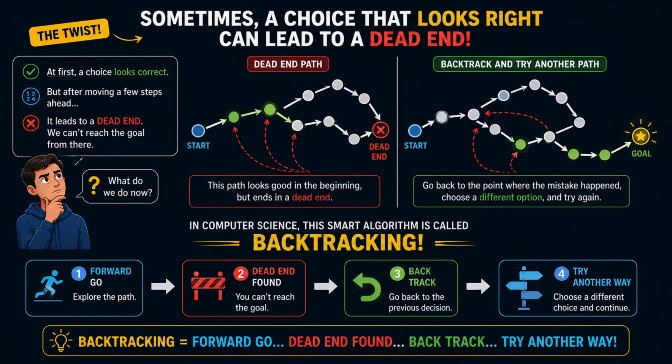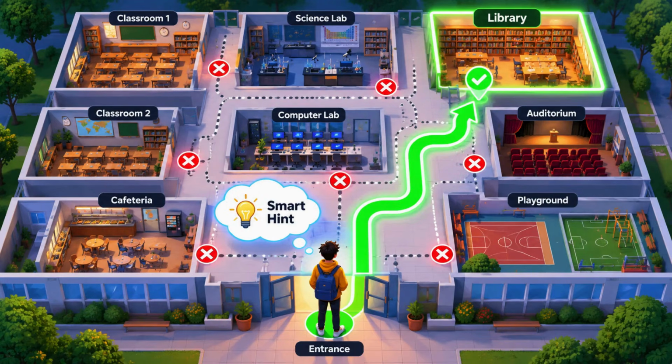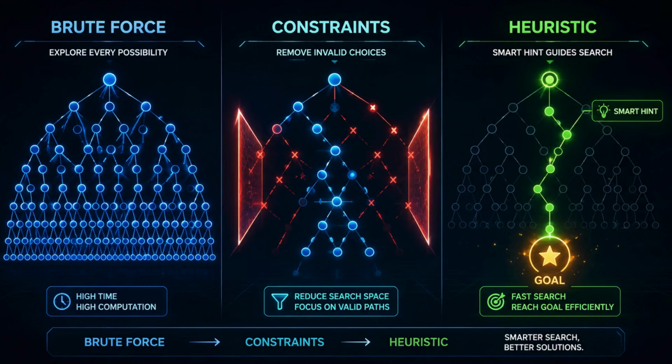Think of it like exploring a maze. Move forward, hit a dead end, go back, try another route. Simple. Let's say you are looking for your friend in a new school. The moment you enter, you ask, "Where is he?" Someone replies, "Try the library." Now, would you still waste time checking every classroom? No. You would head straight to the library because that one clue eliminated all the unnecessary searching. That's exactly how smart computers work.